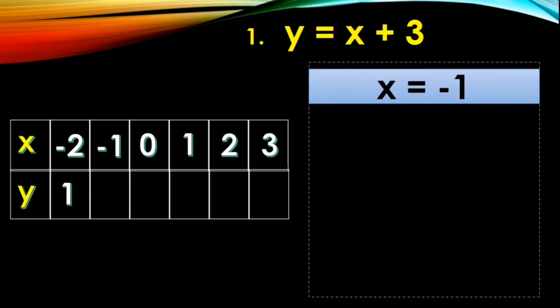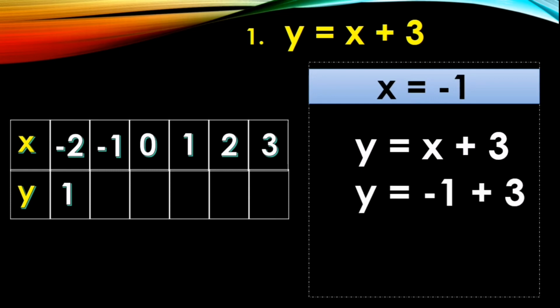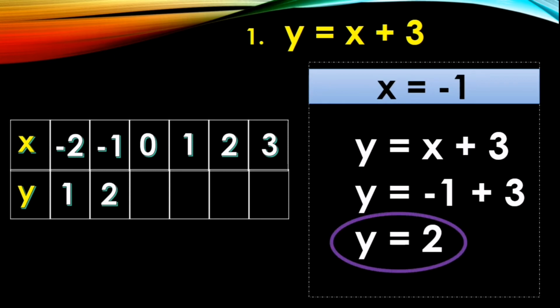Next, if x is equal to -1, what will be the value of y? So we will copy again the equation, y is equal to x plus 3, and then substitute the value of x, which is -1. This will become y is equal to -1 plus 3, and -1 plus 3 is equal to 2. So if x is equal to -1, y is equal to 2.